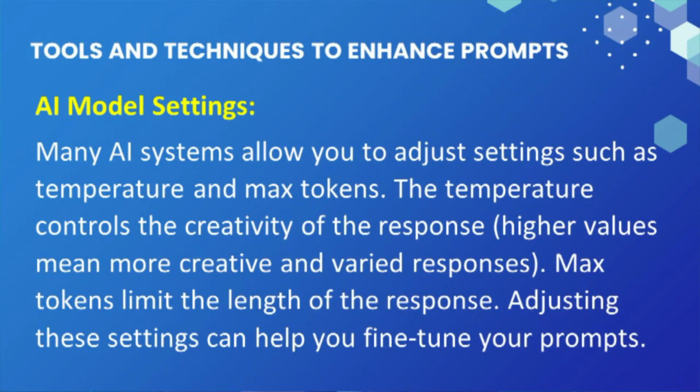To take your prompt engineering to the next level, there are a few additional tools and techniques you can use to improve your results. The first one is AI model settings. Many AI systems allow you to adjust settings such as temperature and max tokens. The temperature controls the creativity of the response. Higher values mean more creative and varied responses. Max tokens limit the length of the response. Adjusting these settings can help you fine-tune your prompts.